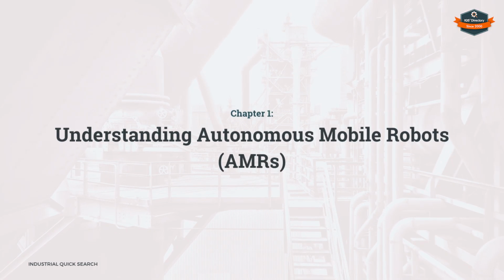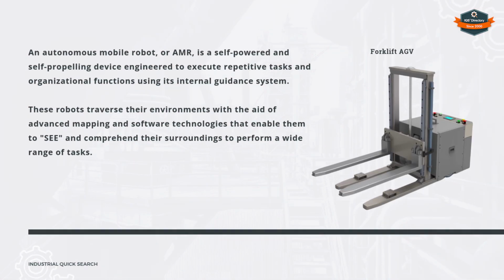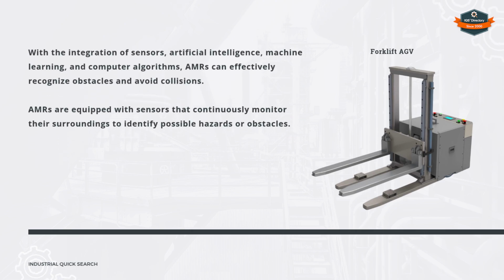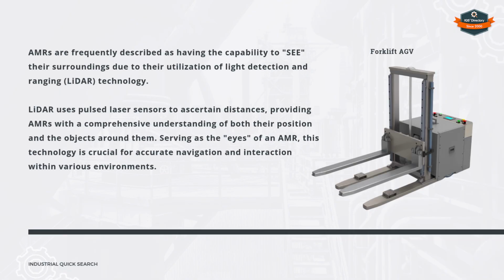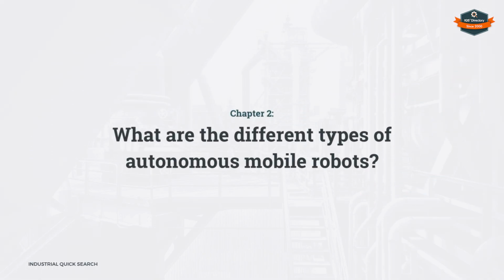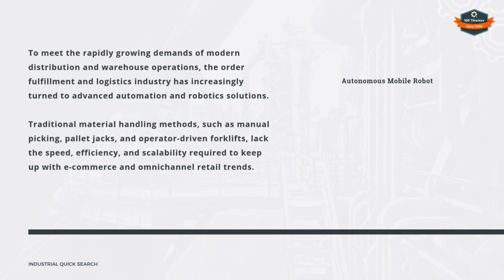Chapter 1. Understanding autonomous mobile robots. Chapter 2. What are the different types of autonomous mobile robots?